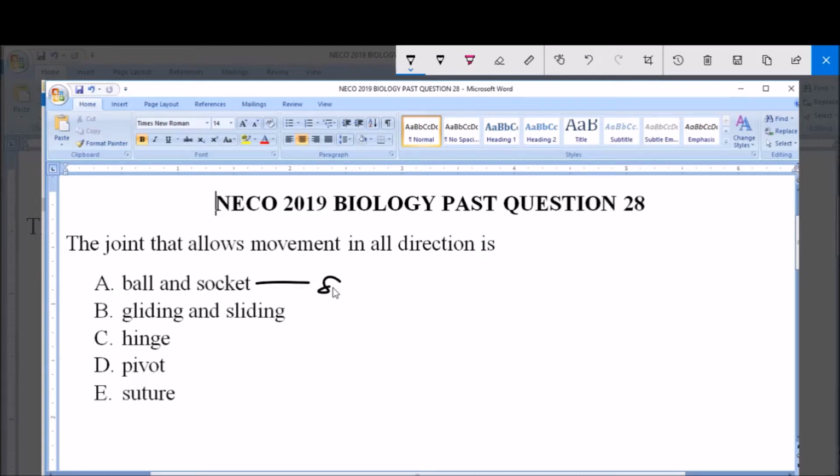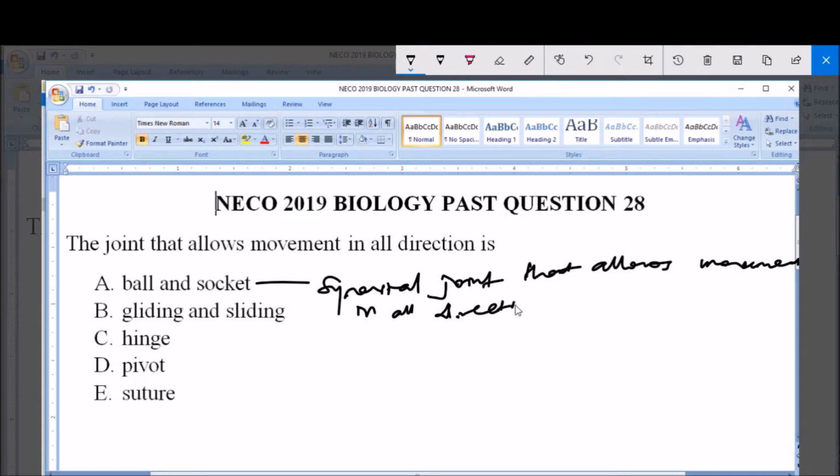It's a synovial joint. We call them synovial joints because of the presence of synovial fluids and synovial membrane. The synovial joint that allows movement in all directions. So it allows movement in all directions. An example of the ball and socket joint is the shoulder joint or the hip joint. And if you can see, you can move your arm in different directions. This is because of the presence of the ball and socket joint.